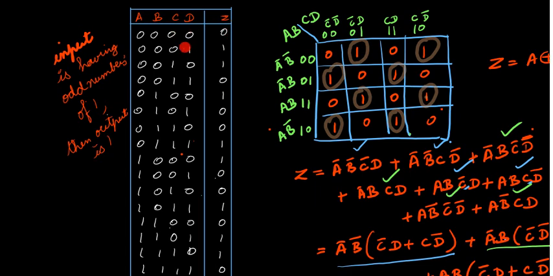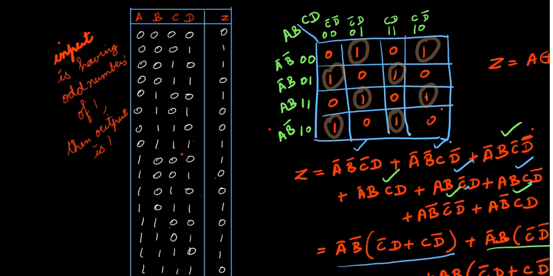1 is there, right? So 1, 1 is there, 2 1s are there. It's an even number. So it is 0, 1 is there in the input, right? So the output is 1, 2 1s, output is 0, 3 1s, output is 1, it is 1. Likewise, 4 1s is an even number, so the output is 0. For 3 1s, it is 1.